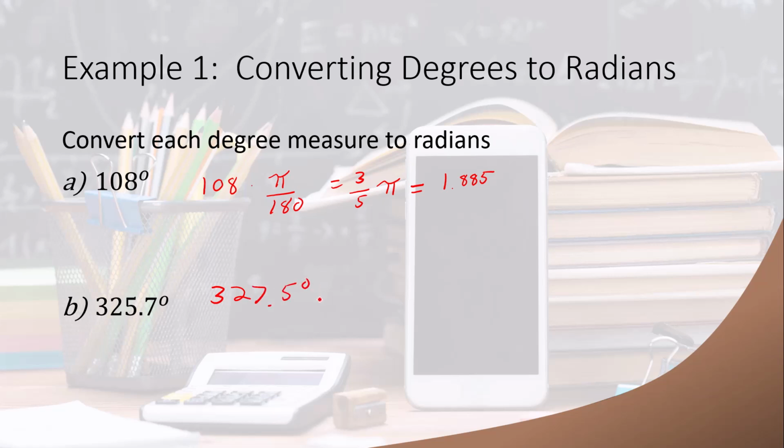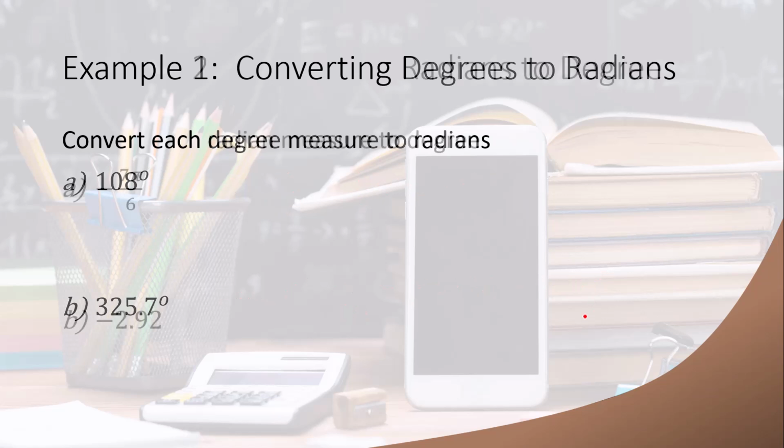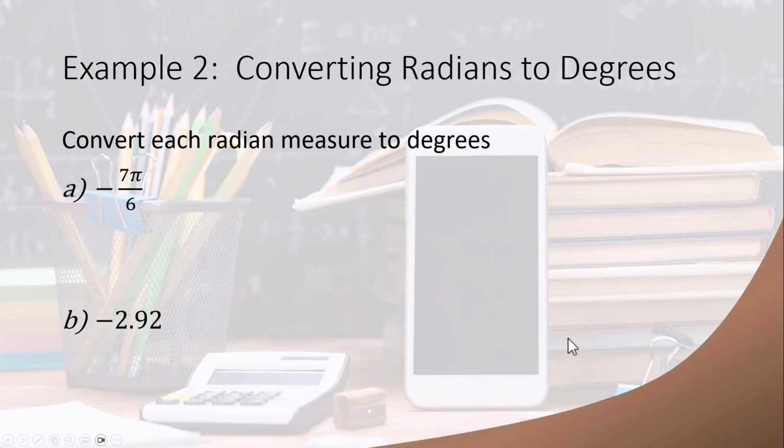Now, for the next one, we have 325.7 degrees. Again, we want to multiply this by pi over 180, and if you went ahead and did that, you would get 5.6845 radians. Let's assume that we want this rounded to 3 decimal places. The fourth decimal digit is 5 or higher, so we are going to want to round up, and that will give us 5.685 radians.